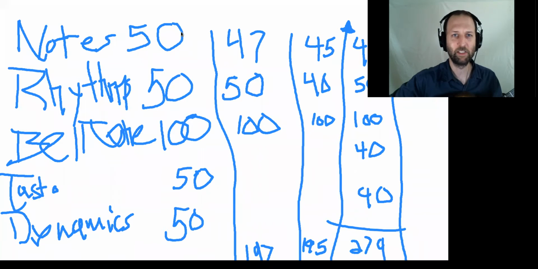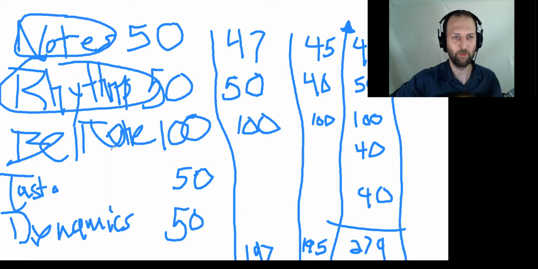This whiteboard is probably the one that's most useful for me. As you can see here, I've got a game that I made up with kids. You get 50 points if you do all the notes correctly, 50 points if you do all the rhythms, 50 points if you do the bell tones, etc., and the kids score themselves.